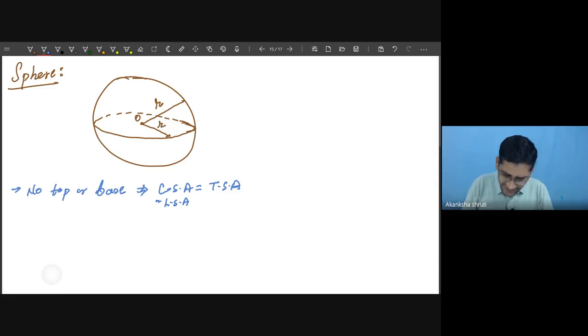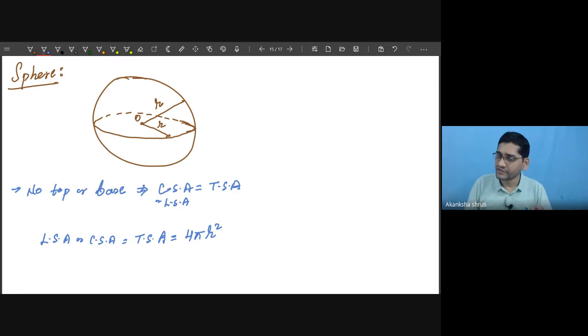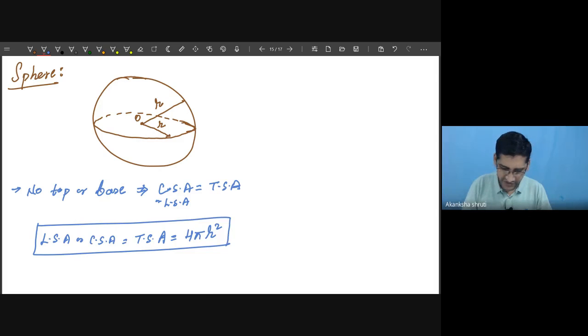Therefore, whether it is asked for the surface area of a sphere, the CSA of a sphere, or the TSA of a sphere, all mean the same thing. So LSA or CSA is the same as the TSA of a sphere, and it is obtained by 4 pi r square. It's only one formula. There are not two formulas, one for TSA and another for CSA.